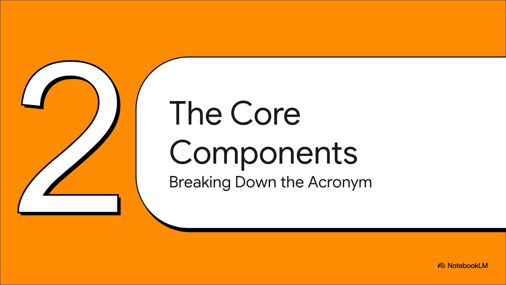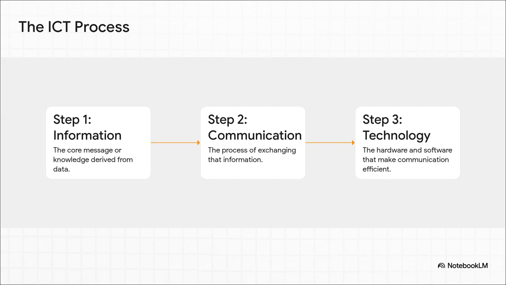All right, so let's break that acronym down even more. What are the real building blocks of ICT? It actually boils down to a pretty simple three-step process. First, you have the information. Let's say it's a picture you just took on your phone. Step 2, you have the communication. That's the act of you hitting send to a friend. And finally, step 3, you have the technology. Your phone, the messaging app, the Wi-Fi network. That makes it all happen in a split second. It's that simple flow. Info, communication, tech.